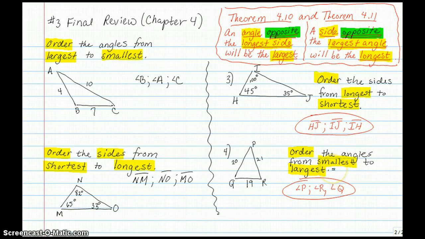Number 4, this time we're ordering the angles from smallest to largest. We're going to go to the smallest side, which is 19, so angle P is the smallest. The next sized side is 20, PQ, so angle R, and then the largest side is 21, so angle Q is the largest angle.